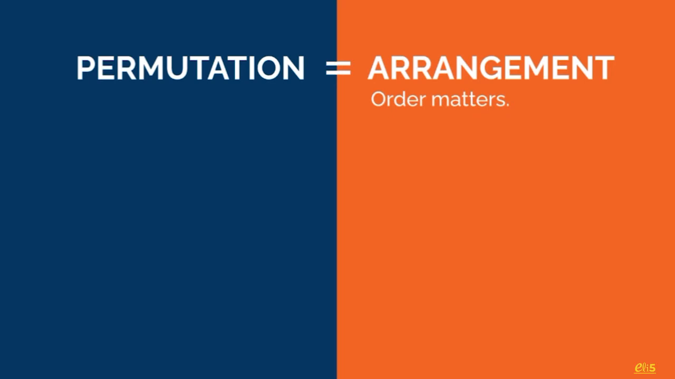So the standard notation for permuting n objects in r spaces is nPr, or n permute r, and it can be computed using a formula that looks like this. Now let's apply this for 5 permute 3.